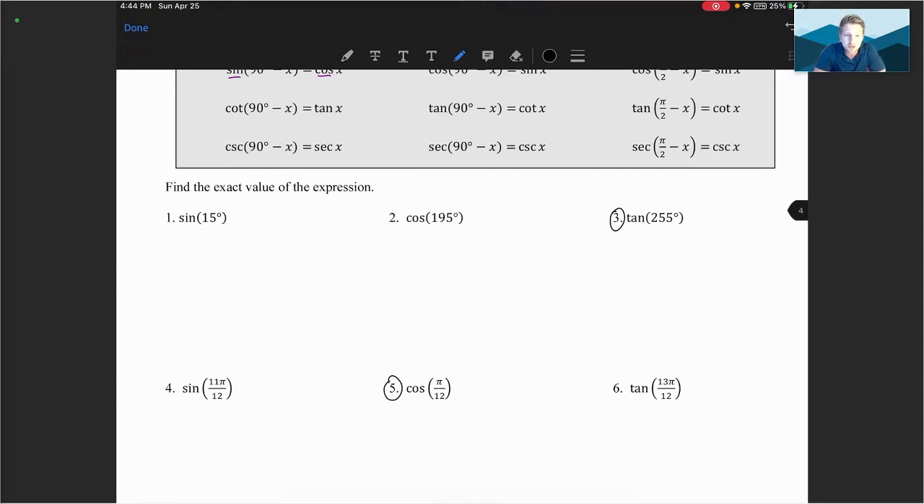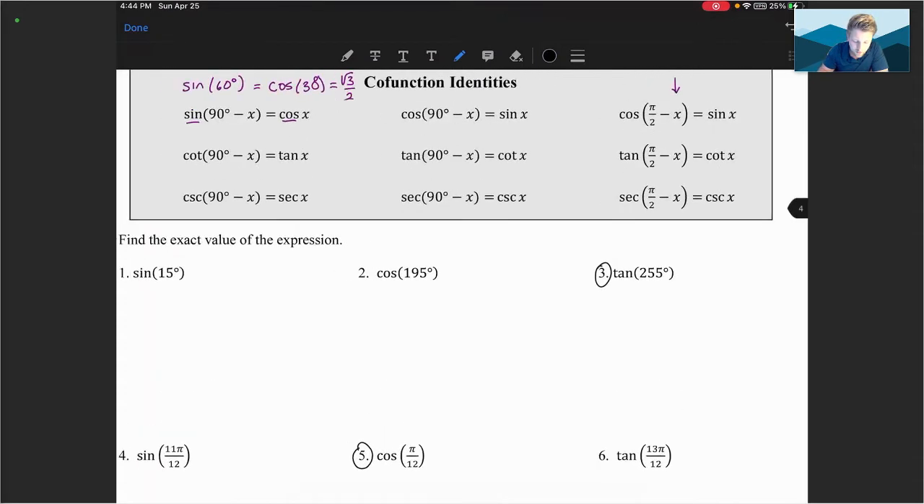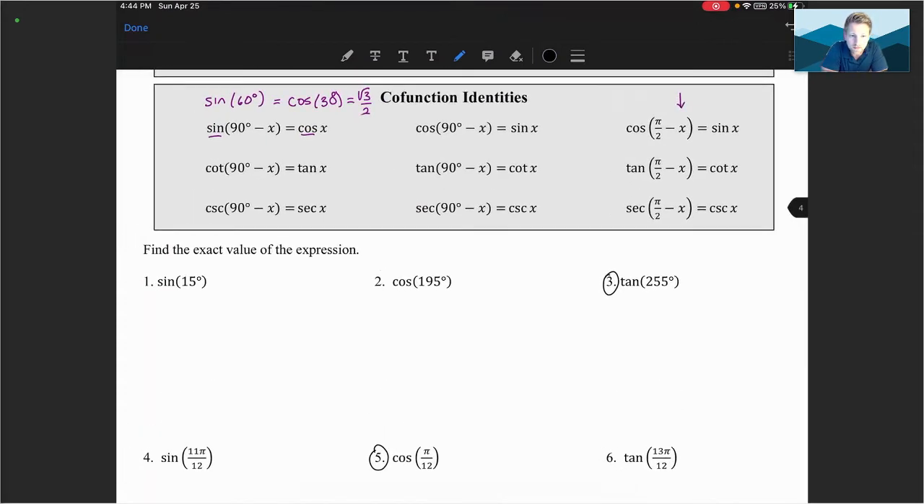Welcome. In this video, we'll take a look at a few more sum and difference identity problems. We'll take a look at number 3 first with the tangent of 255 degrees. If I wanted to find this identity in its exact form, one way I can do this is to break this angle down, 255, into a sum of two angles.